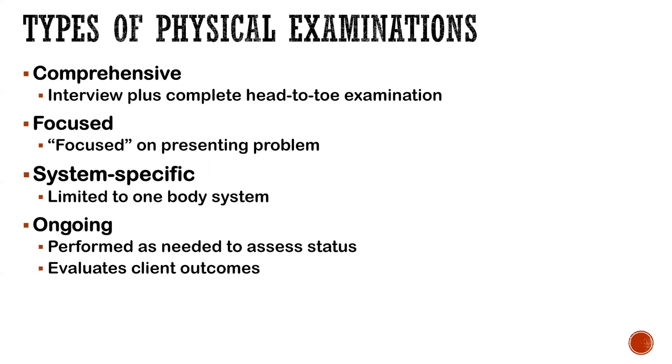This is an assessment focused on just one body system. For example, checking respiratory status on a patient who's complaining of shortness of breath. We would maybe get a blood oxygen level. We would listen to lung sounds. We would check peripheral circulation. We would ask them if they have a cough, things like that. That would be a system-specific assessment.